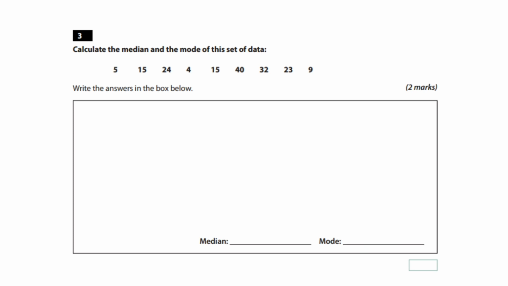Question 3. Calculate the median and mode of this set of data. Now the median is the number that's in the middle when we put them in order, from smallest to largest or largest to smallest. The median is the one in the middle. Now the mode is the one there is the most of. So let's just put them in order, from smallest to largest, and then we can clearly see what we're dealing with.